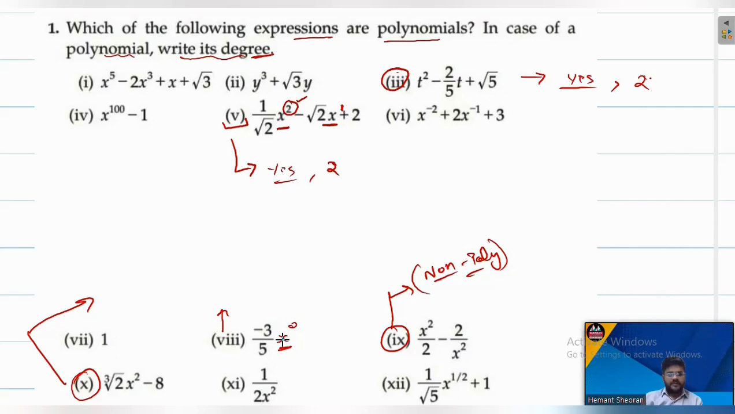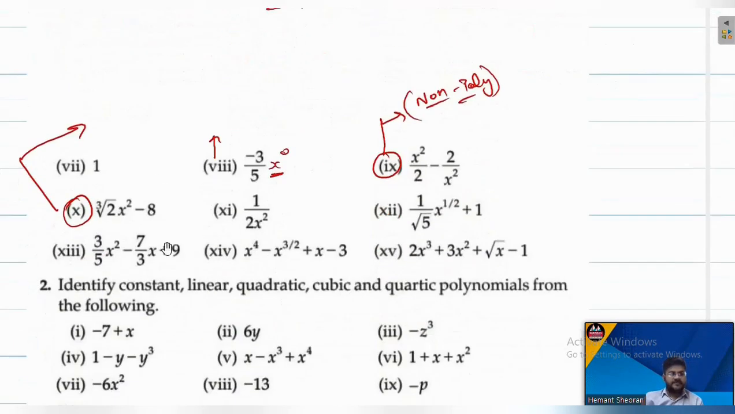And what about the 12th one? So all of them are polynomials. Actually, no, wait, never mind. No, all of them are not. Which one? The 12th one. Yeah, that's not a polynomial, sir, and the reason is what? Because it's got a power of half, and half is not a whole number. Perfect, good.